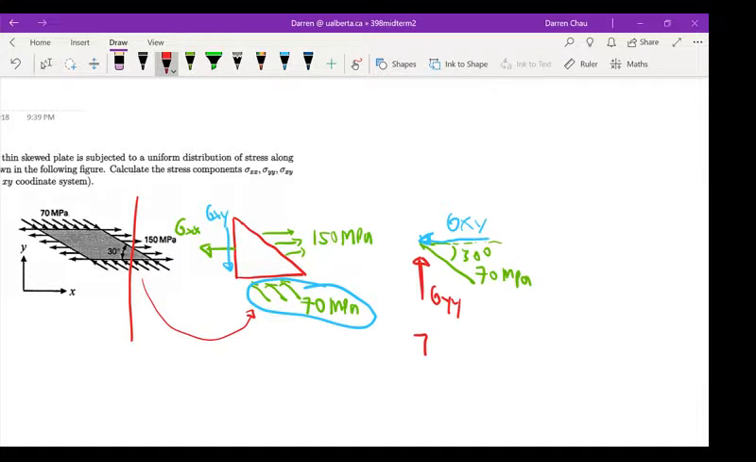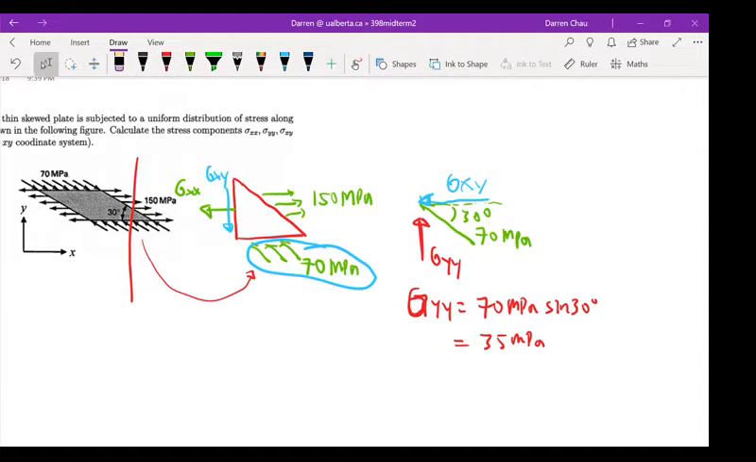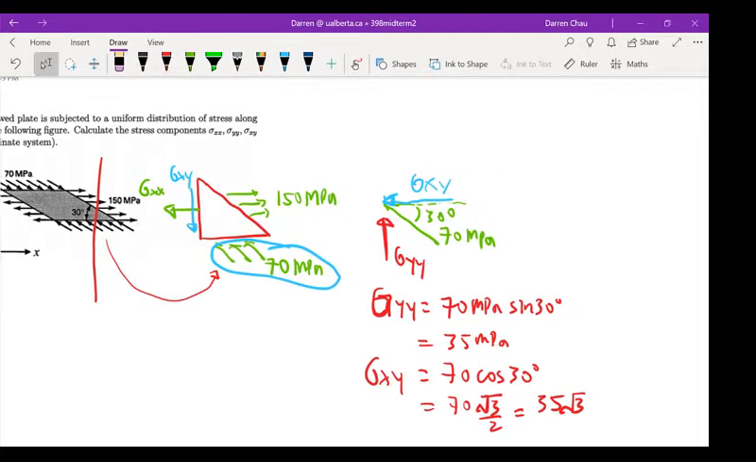So sigma yy equals 70 megapascal times sine 30 degrees, which is 35 megapascal. And then sigma xy would be 70 cos 30, which is 70 root 3 over 2, which is 35 root 3.